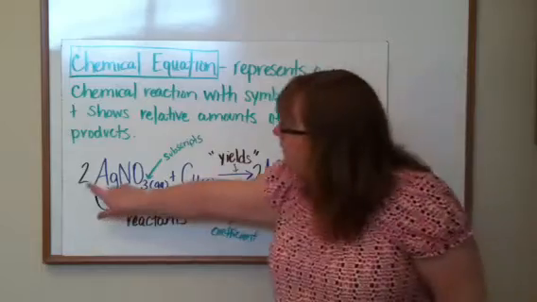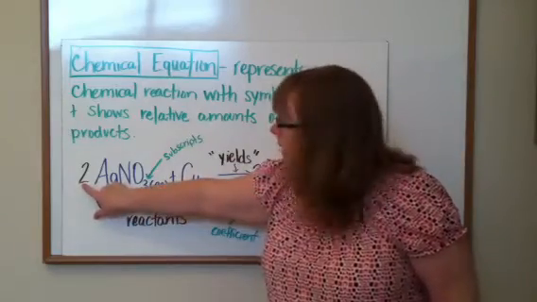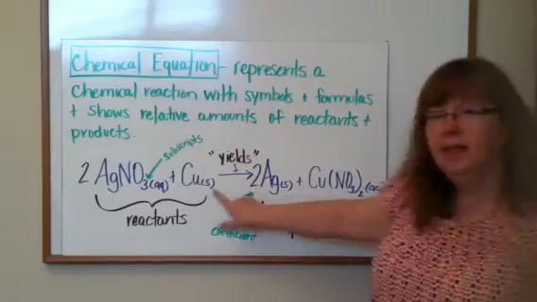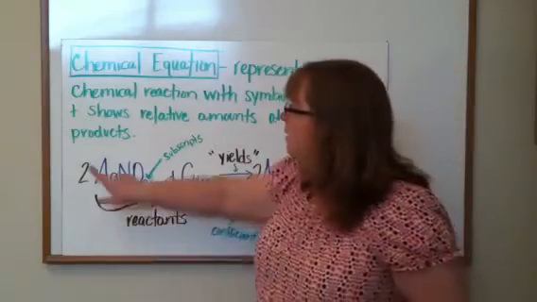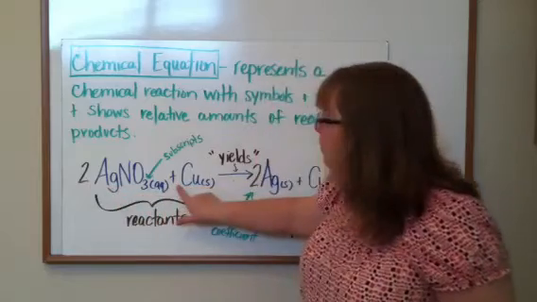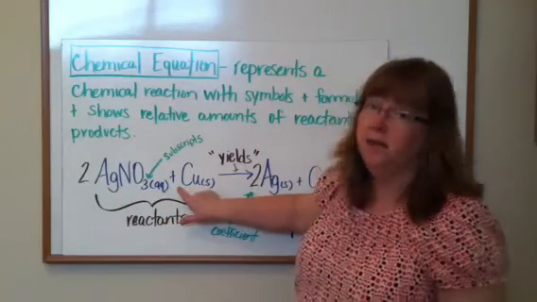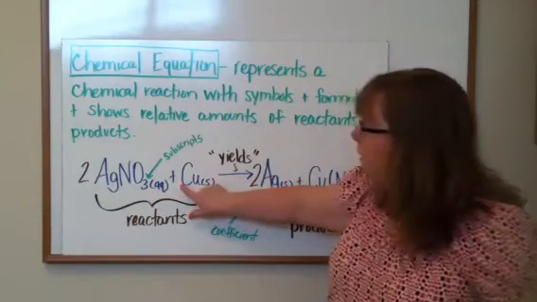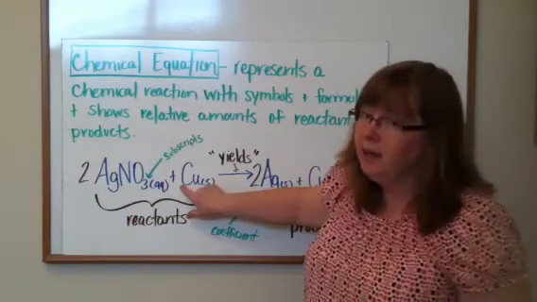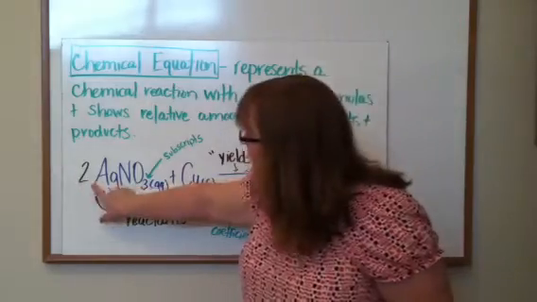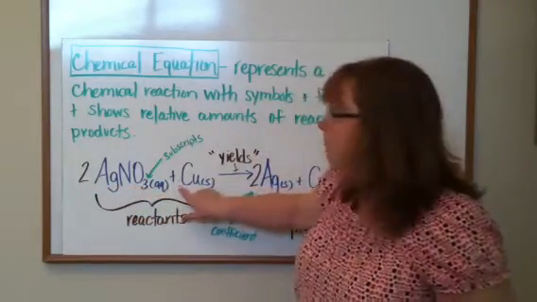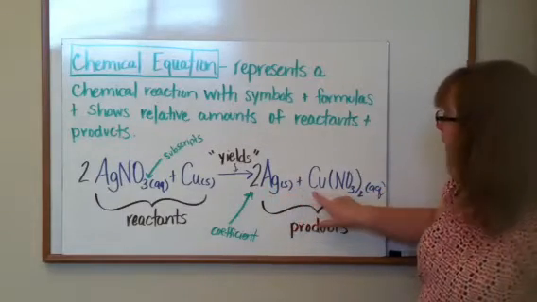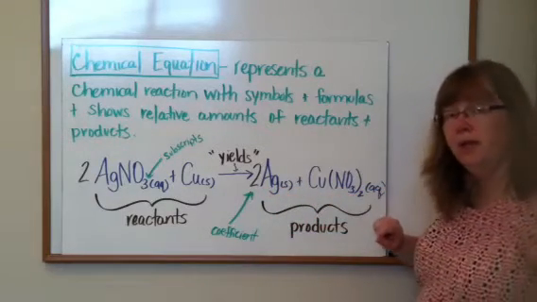Now, out front, notice the numbers here. They're in brown. Those are called coefficients. They're the relative amounts. So we're going to have a 2 to 1. If there's nothing in front of it, it's understood to be a 1. So 2 parts silver nitrate to 1 part copper. We're really talking about moles. So 2 moles of silver nitrate will react for every mole of copper, and it will form 2 moles of silver and 1 mole of copper 2 nitrate.